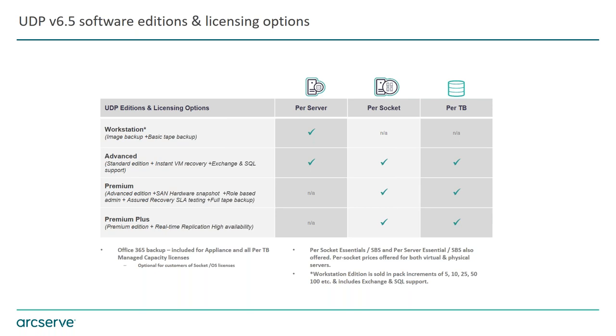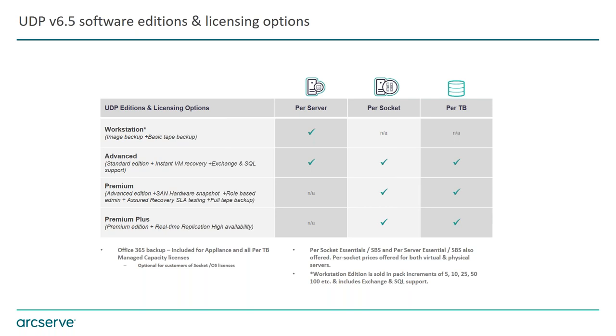And that brings me on to the different editions of UDP. We have Advanced, which is all the standard UDP functionality, all the global data deduplication, the incremental forever, the agentless backup for physical and virtual platforms, the ability to back up application servers, Exchange, SQL, Active Directory, Oracle, etc., SharePoint, all the replication between sites, the virtual standby, the instant VM recovery is all included in Advanced.